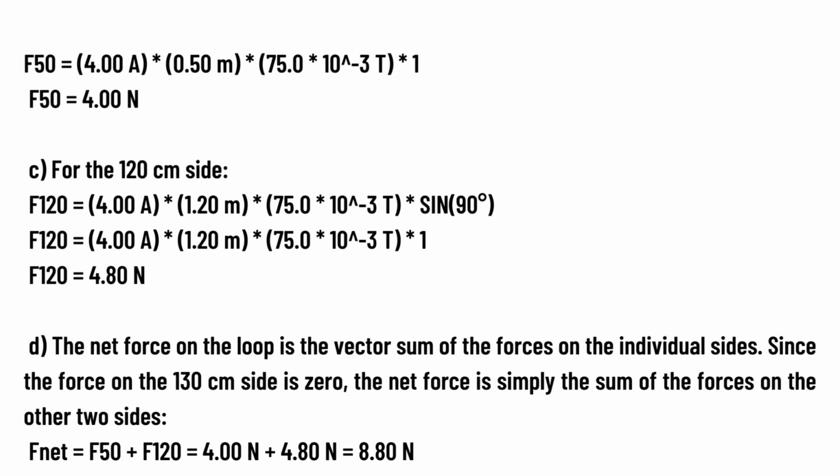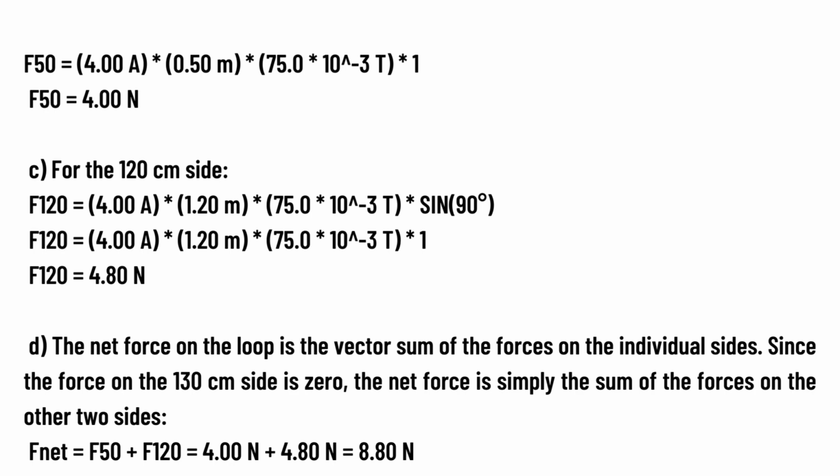C, for the 120 cm side, F120 is equal to 4.00 multiplied by 1.20 multiplied by 75.0 multiplied by 10 raised to power minus 3 T multiplied by sine 90. F120 is equal to 4.00 multiplied by 1.20 multiplied by 75.0 multiplied by 10 raised to power minus 3 T multiplied by 1. F120 is equal to 4.80 and D.